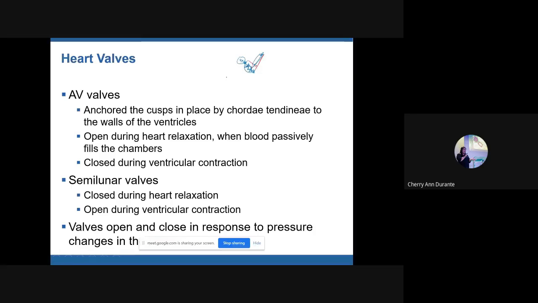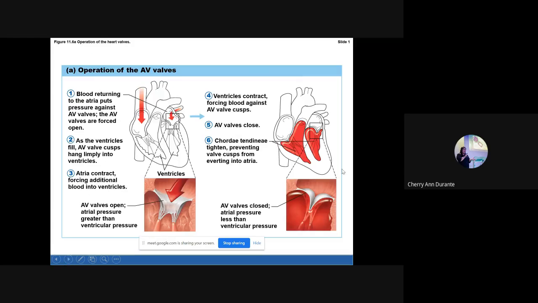If you have questions, you can just unmute because I cannot see you. No? So, as I told you earlier, there are two kinds of AV valves: tricuspid, and bicuspid or mitral valve. The semilunar valves are the pulmonary valve and the aortic valve. So this is the operation of the AV valves.